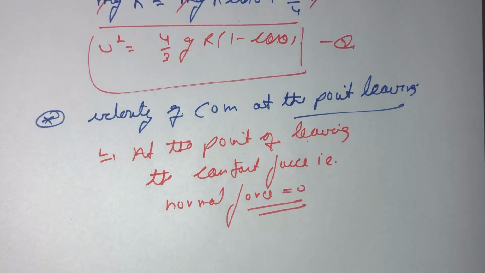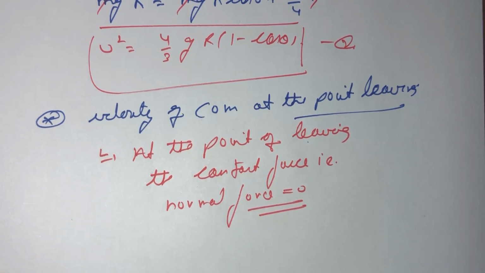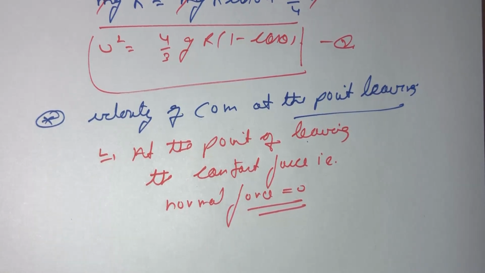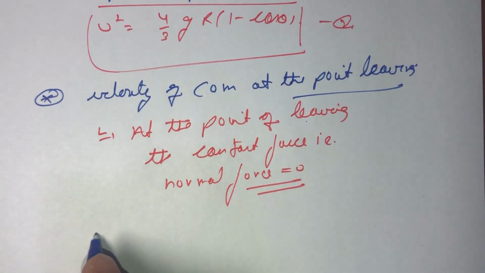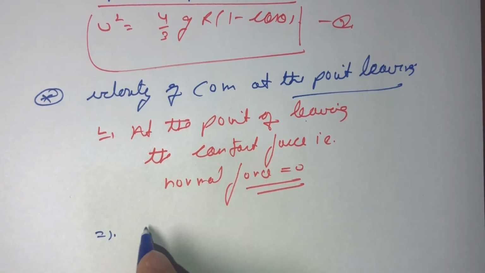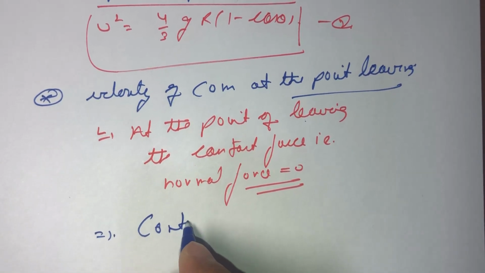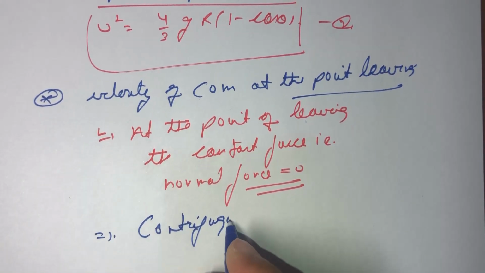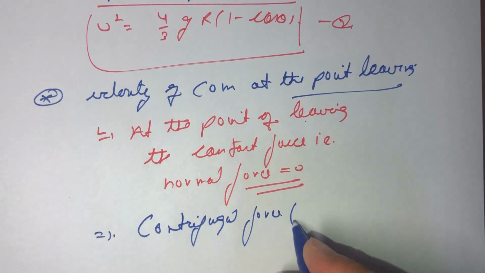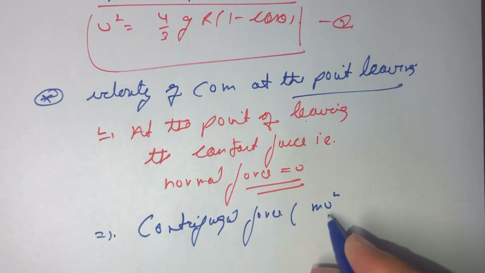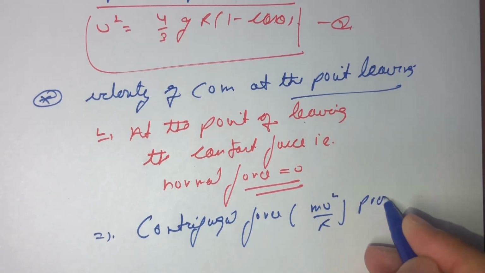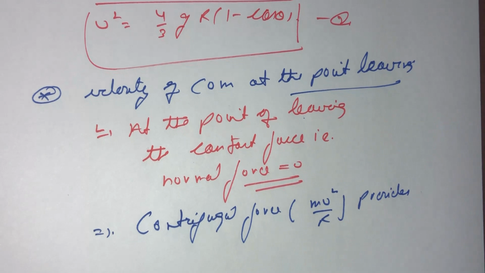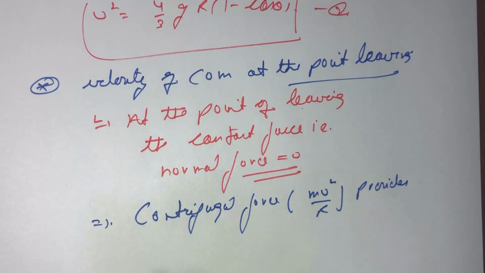and the required centripetal force will be provided so that it remains in balance. So therefore the force, which will be given as m v square upon r, provides the required centripetal force.